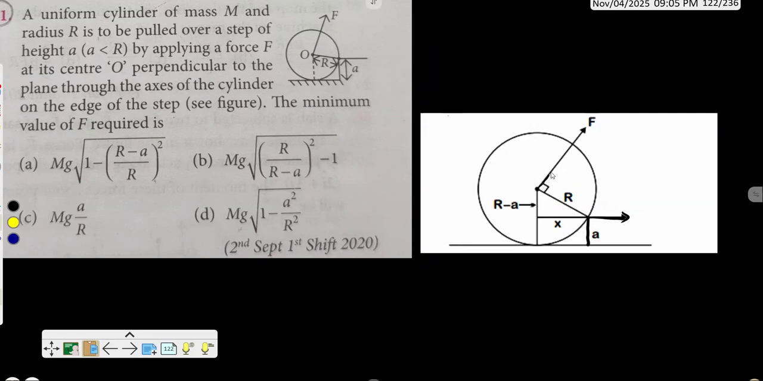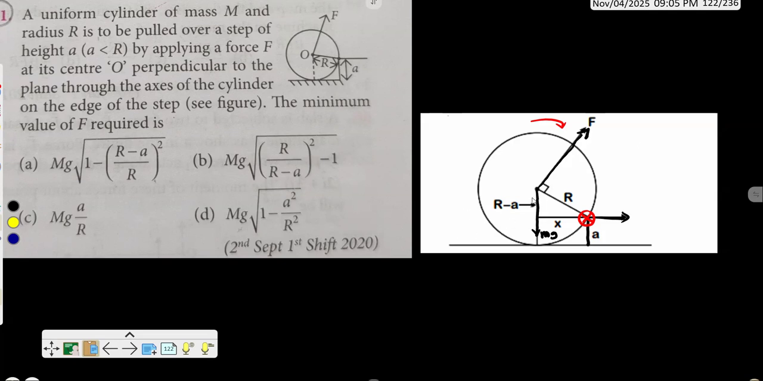So the force is given in this direction, and mg is acting in this direction. So this is my mg and that is my force. Okay. So the axis of rotation is this. About this axis, it is rotating like this so that it can climb over the step. I hope you understood what the axis is.